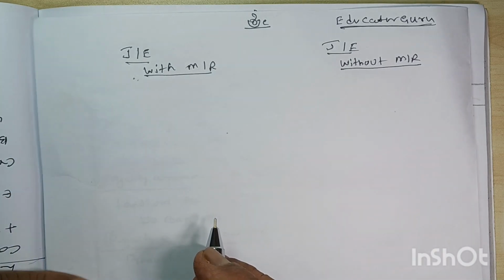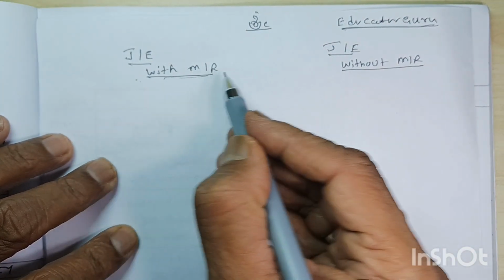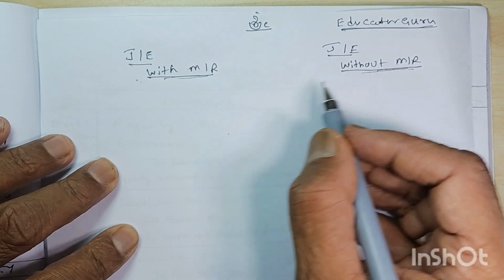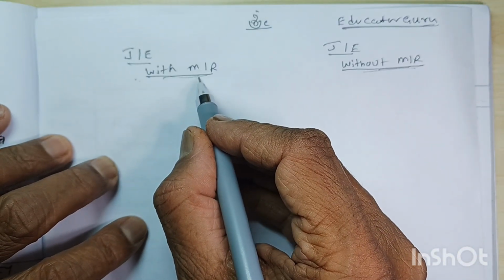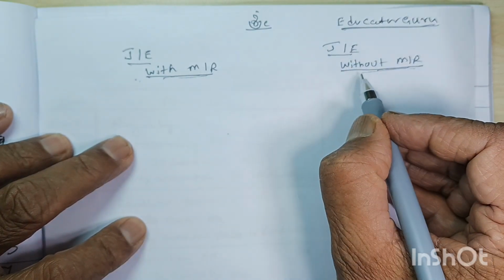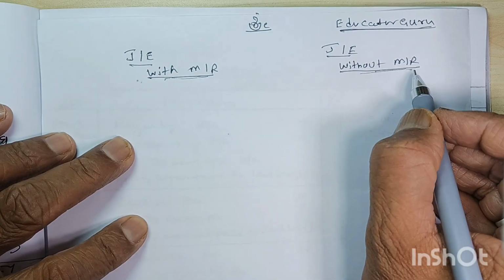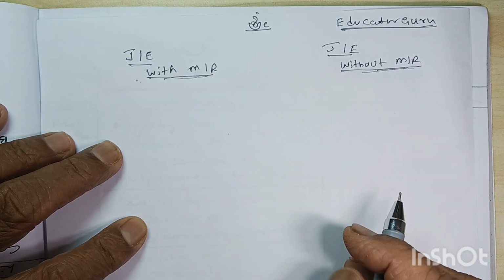Now in part 2 I would like to explain how to prepare journal entries with MR and without MR. You may be surprised what is MR. MR is minimum rent or dead rent. With minimum rent how to write journal entries, and without minimum rent how to write journal entries. I will just show you the gist, then we will work out the problem.